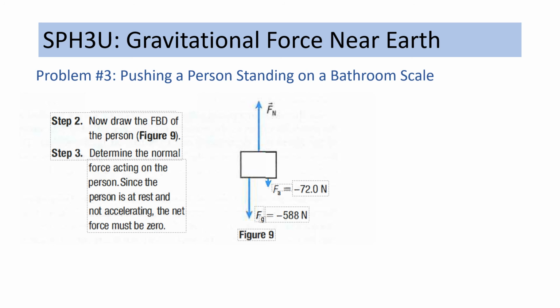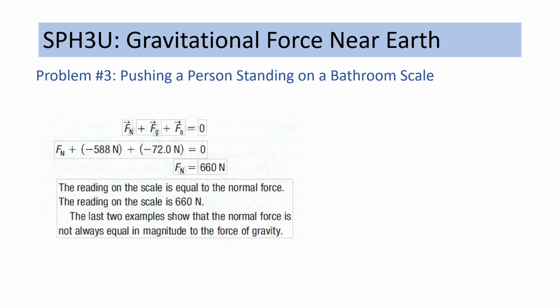Now you're going to draw the FBD. Determine the normal force. Since the person is at rest and not accelerating, the net force must be 0. Okay, substitute in your values and you get 600 newtons.